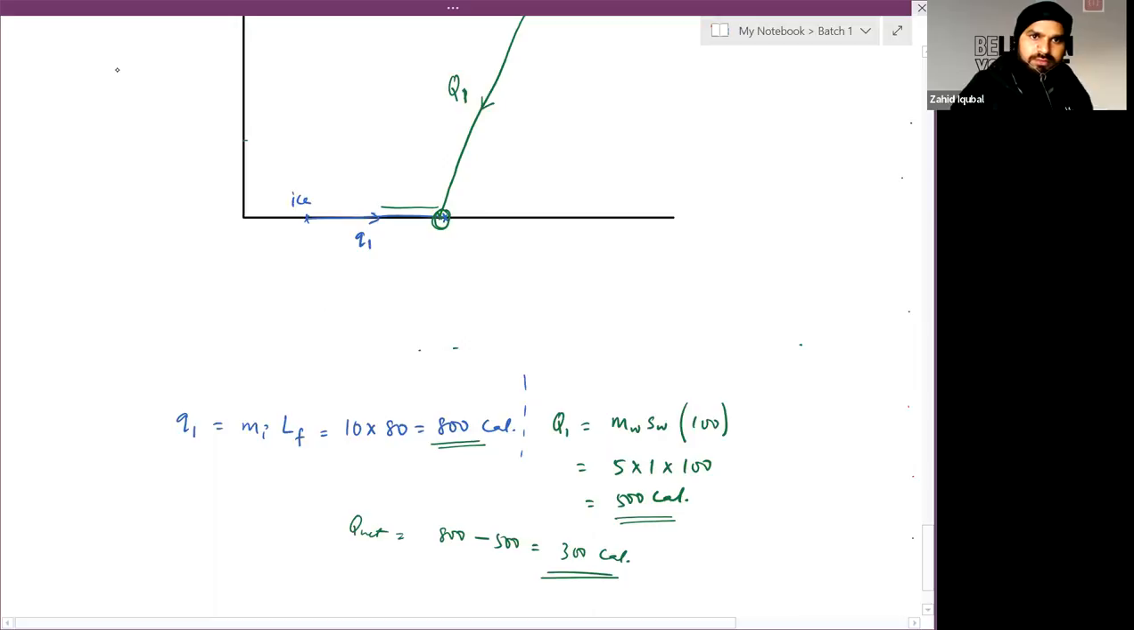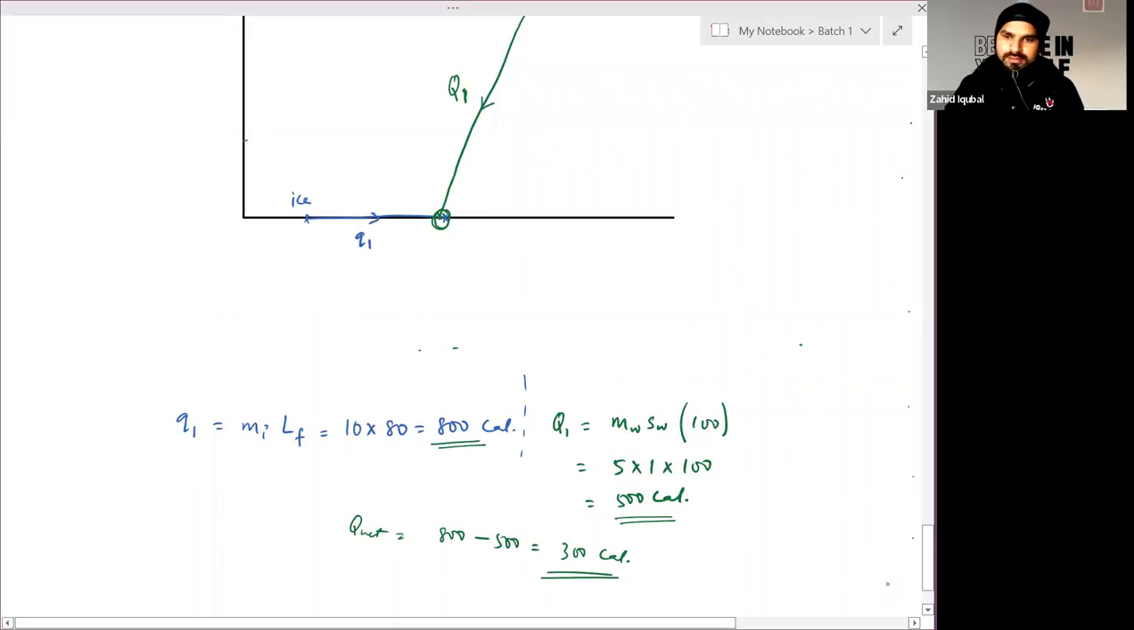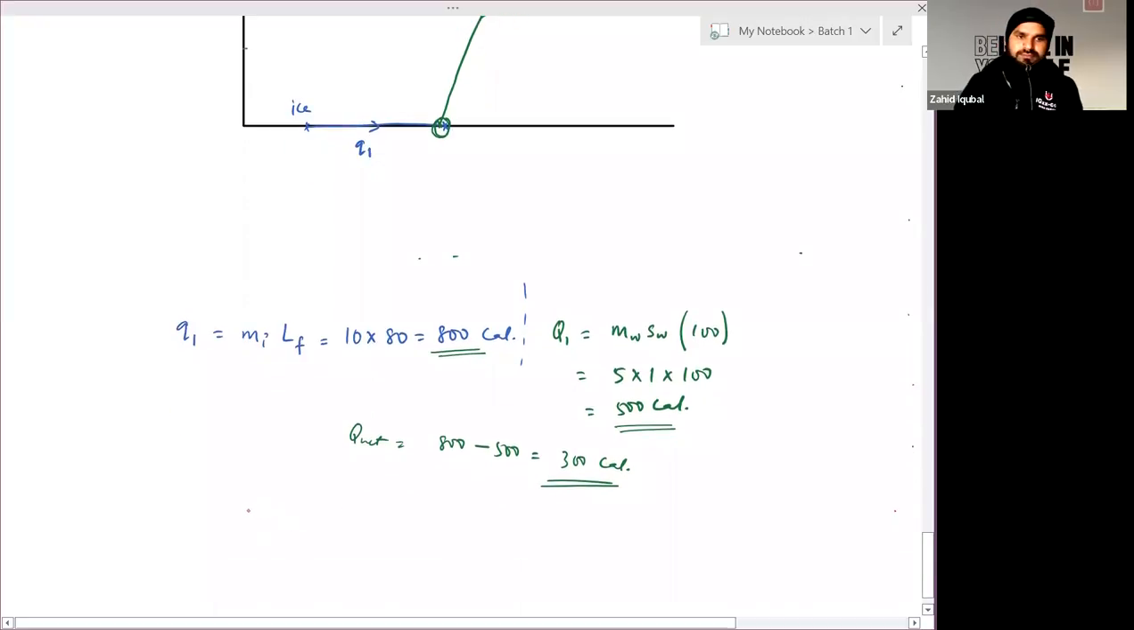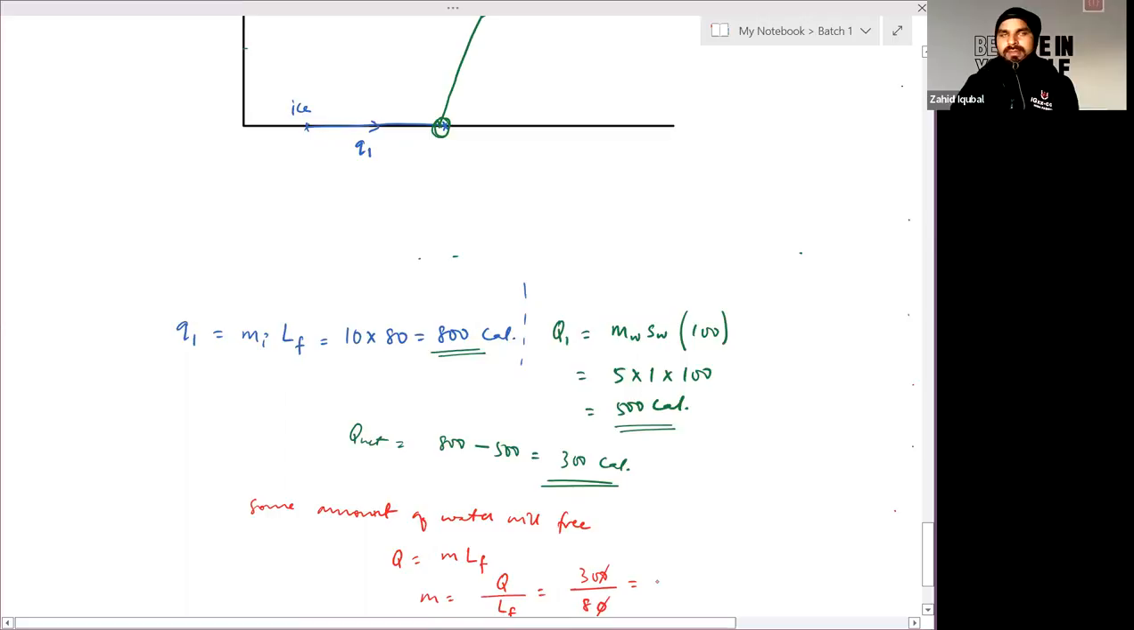So let me show. Using this part, some amount of water will freeze. So Q equals mass times latent heat of fusion, so mass will be equal to Q divided by latent heat of fusion. We have Q 300, latent heat of fusion constant 80, the 0s cancel out. 30 divided by 8 is 3.75 gram, which will convert into ice. The rest will remain as water. Is it clear?